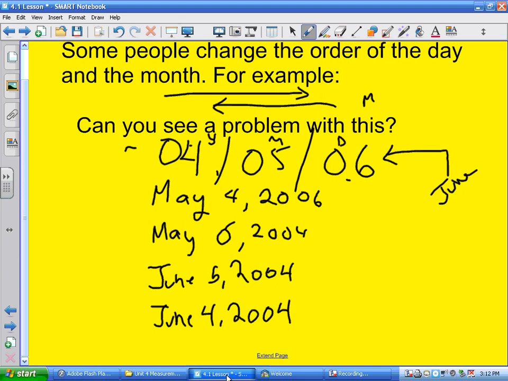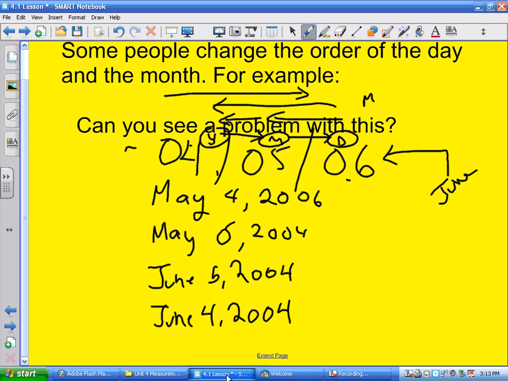When you write down a date like this, it's very confusing if you do not have a set of rules. So what we must always follow is year, month, day, or day, month, year. If I gave you this and we follow the rules, there are two possibilities: the 4th day of May 2006, or the 6th day of May 2004. Which one you choose, you have to use common sense.